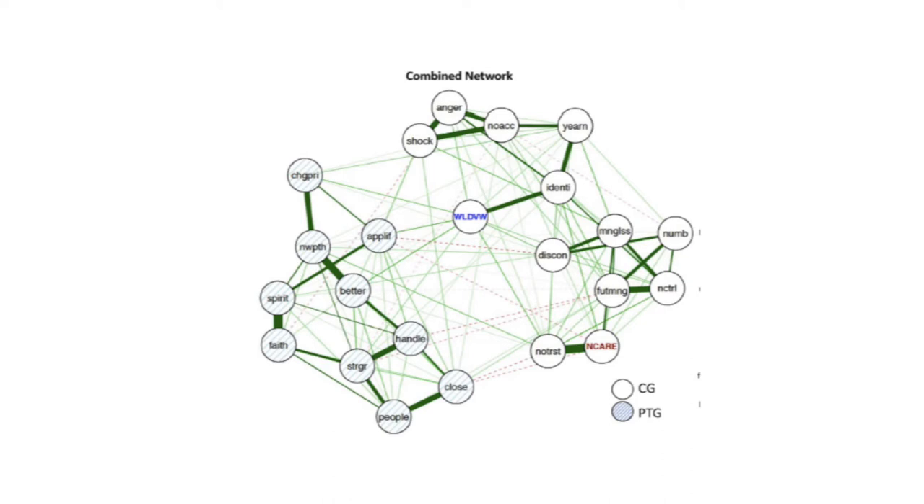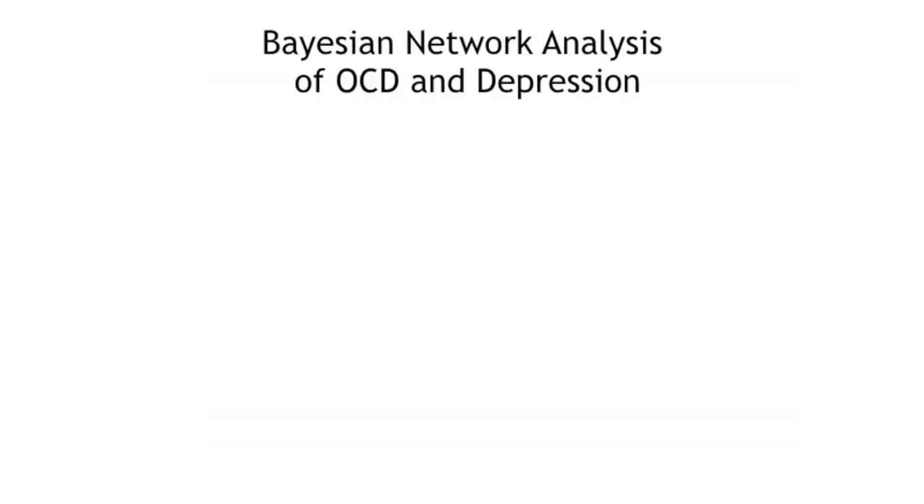Okay, the next data set I wanted to touch on, how am I doing on time? Oh, I'm okay. It was a Bayesian network analysis with features of OCD and those of depression. Now, this project, I didn't even know about this form of network analysis at all.